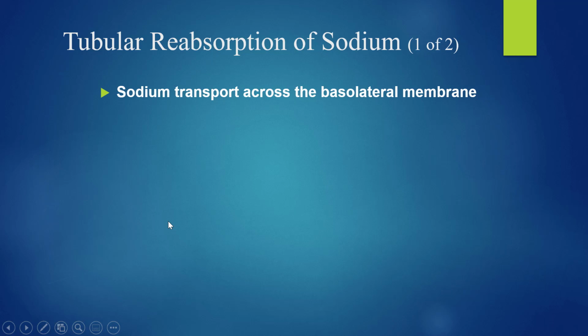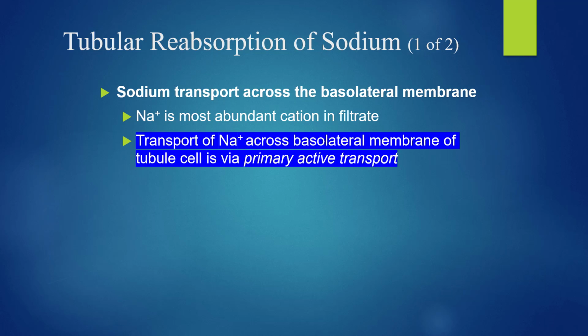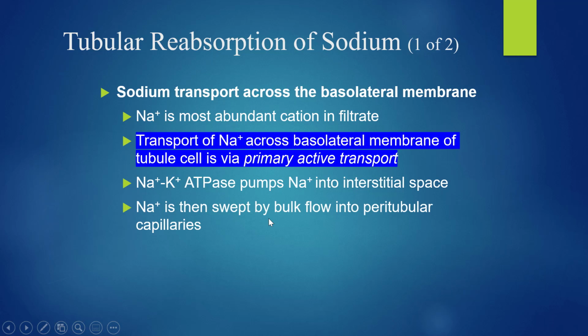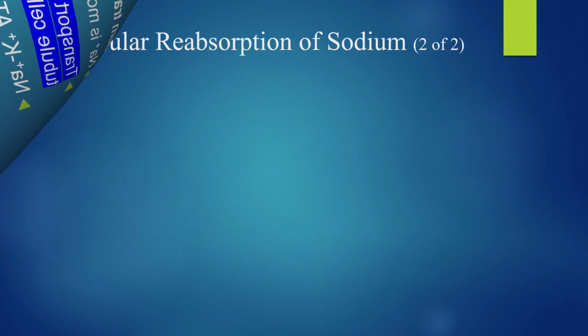So, sodium transport across the basolateral membrane. Sodium ion is the most abundant of the cations in the filtrate, and it is transported across the basolateral membrane of the tubule via primary active transport. So it uses ATP. We need ATPase that pumps sodium into the interstitial space. The sodium ion is then swept by bulk flow into the peritubular capillaries.